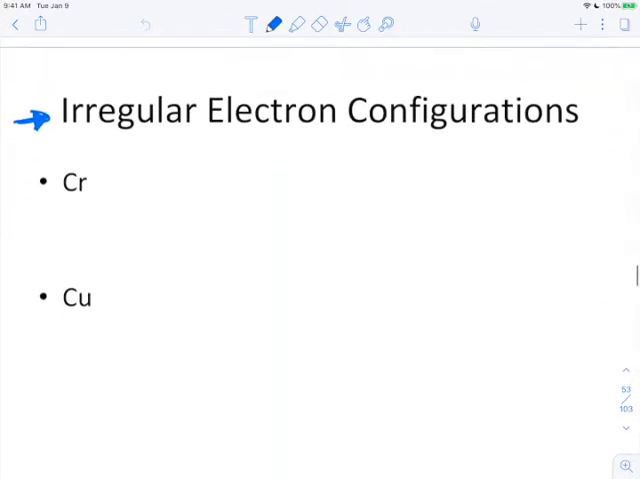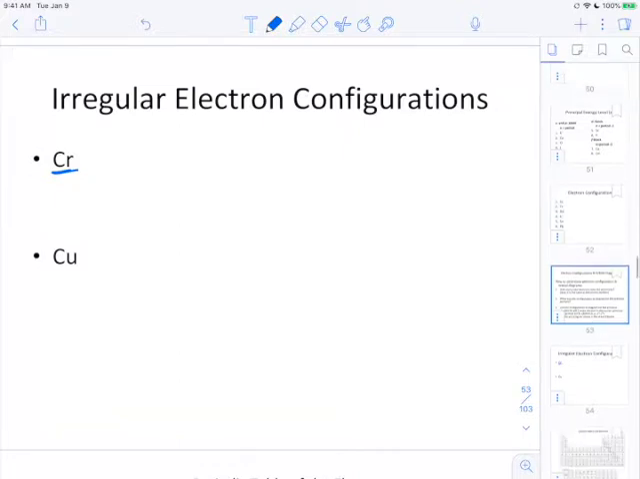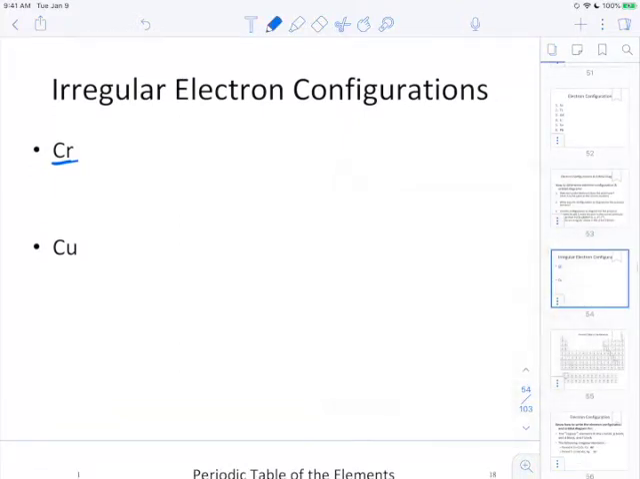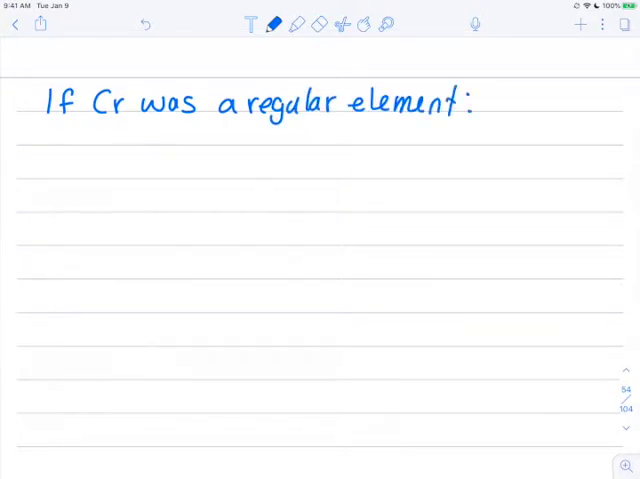All right. So where we're starting out is with our irregular electron configuration. So we're going to start off with chromium right here. And I'm actually going to open up an extra page. And I'm going to start with chromium as if it was a regular configuration. So if chromium was a regular element. Chromium is not a regular element, it's irregular, but the first thing I want to do is review what it would look like if it was regular.